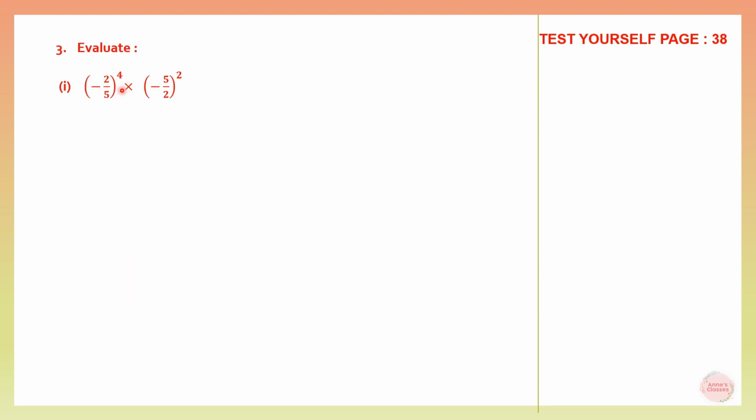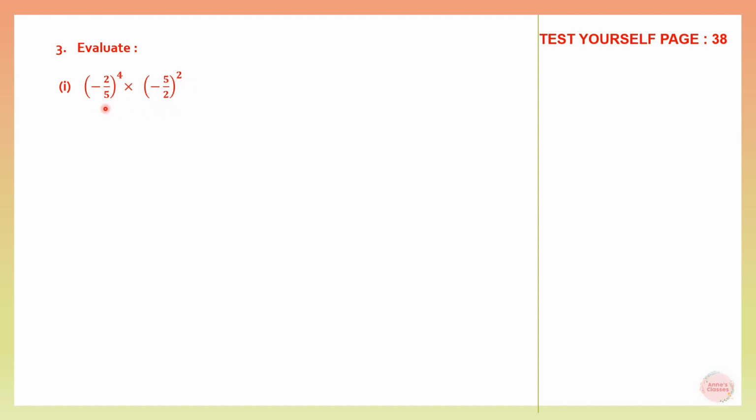Question 3. Evaluate. Here, under this, the first question says minus 2 by 5, the whole thing raised to the power of 4, into minus 5 by 2, the whole thing raised to the power of 2. Now if we have to use the law of exponents, only if the base is the same and it is multiplication, we can add the powers. Here the base is not the same.